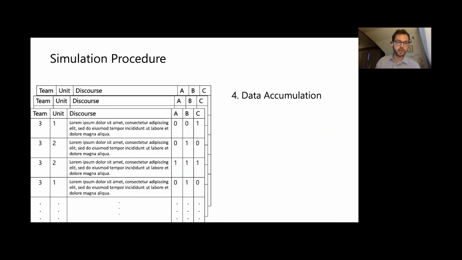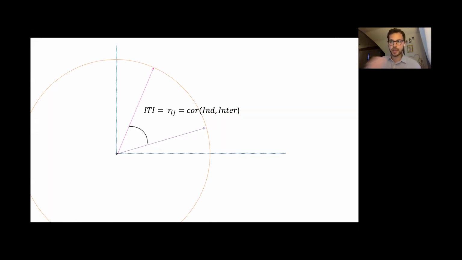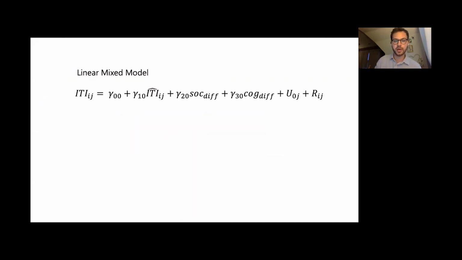So once we have that, we can accumulate the data for a set of parameters and then run this process as many times as we want to get large data sets that have different collections of social and cognitive difference values. Once we do that, we can calculate the actual ITI, and I'm wrapping up here. I've got a couple minutes left. And then we can calculate the estimated ITI and compare those again using a linear model. Except this time we're going to compare the ITI that we get from doing ENA to the estimate, and also control for the social and cognitive differences and team effects.